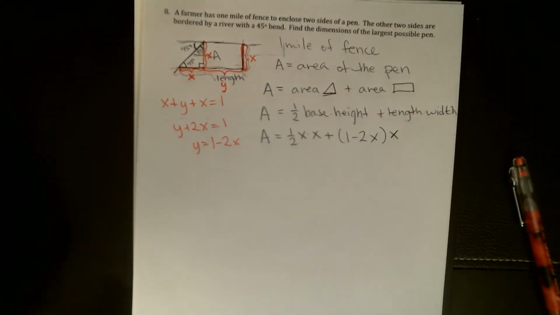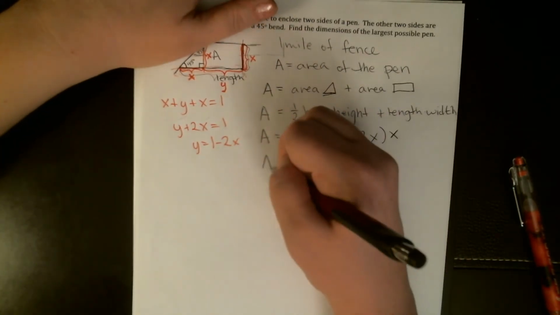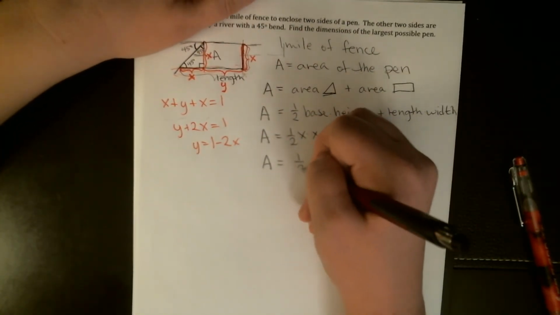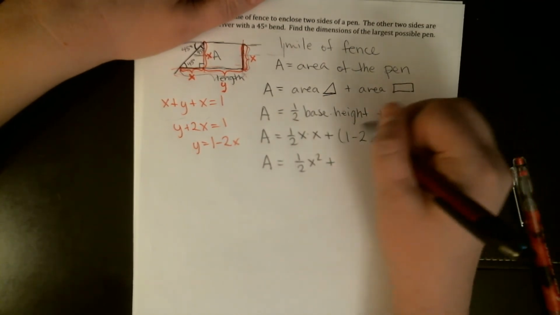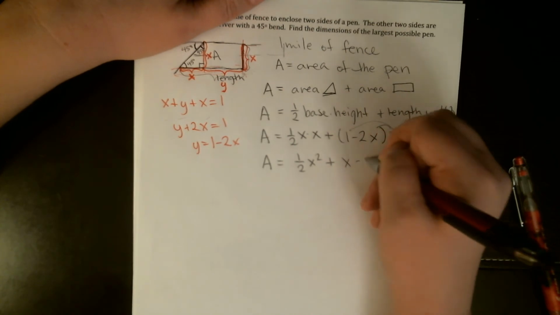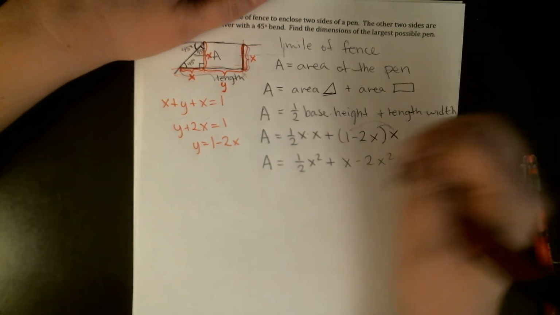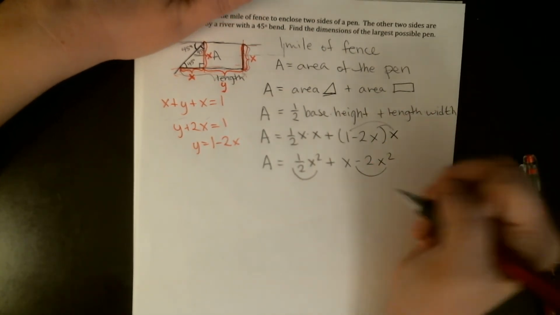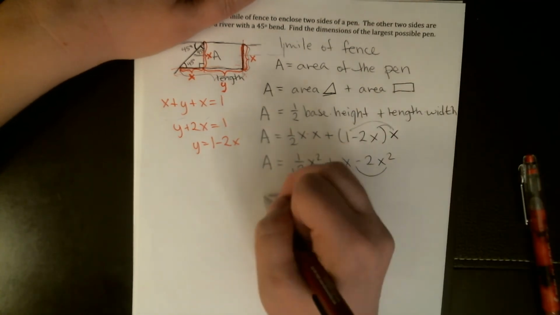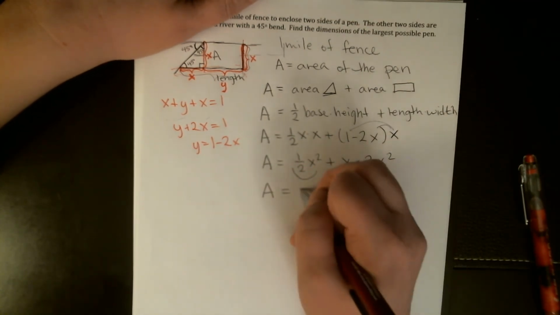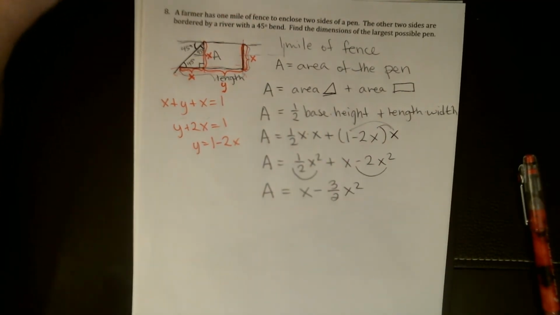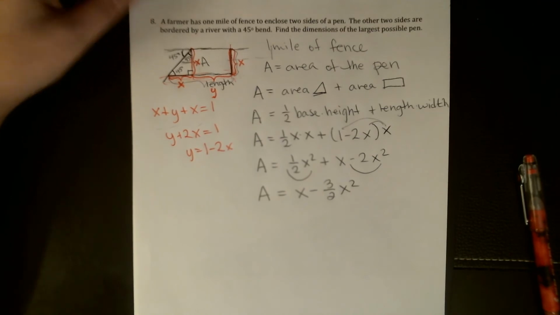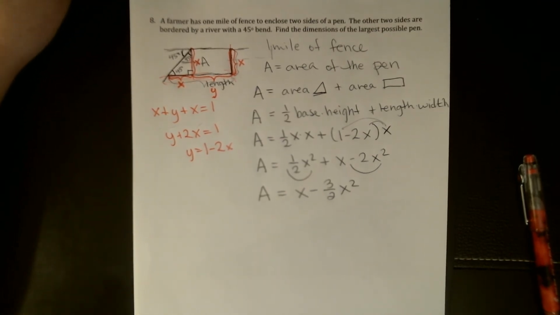Okay, so there's my area equation. And again, I'm going to simplify a little because my goal is to eventually find a maximum. So I have a 1/2 x squared, and then I'm going to distribute an x in, plus x minus 2x squared. And then I can combine some like terms. If I have a 1/2 x squared minus a 2x squared, I get a negative 1.5 x squared. So I'm going to make that negative 3/2 x squared. So my area formula is actually not that bad. The window one's pretty messy, but this one is not too complicated.